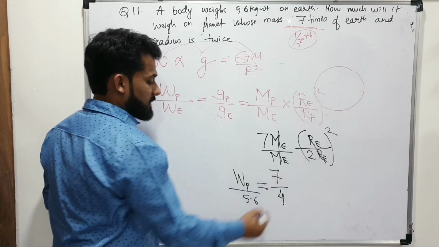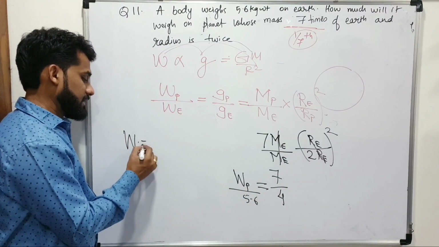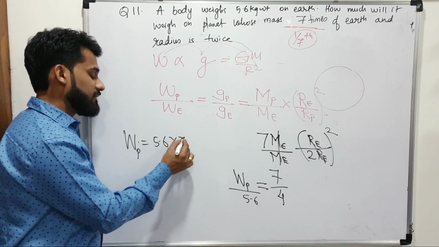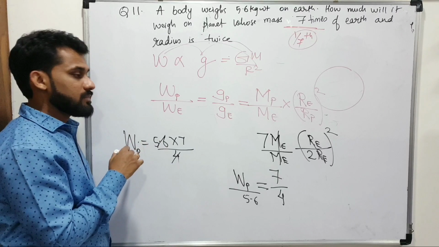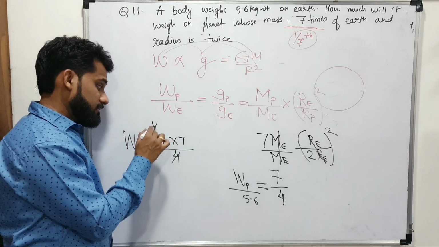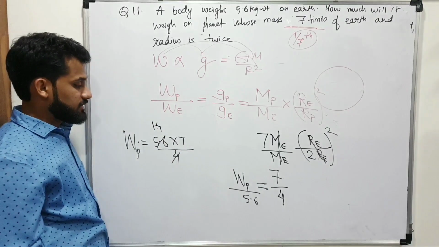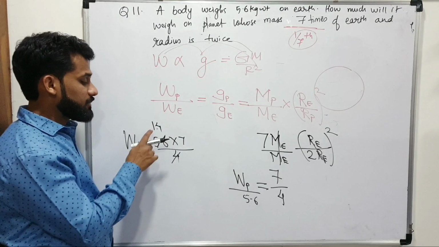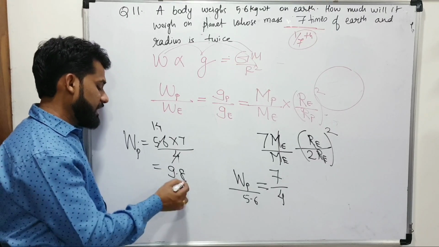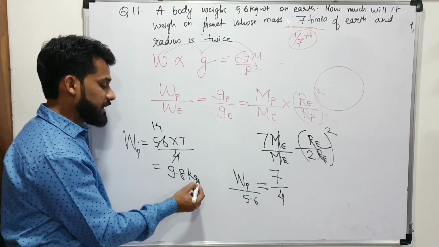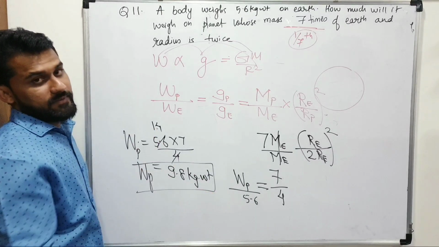And if you cross multiply, you will get weight on the planet as 5.6 into 7/4. 4 14s are 56, so 4 into 1.4, and 1.4 into 7 is 9.8. So weight on that planet will be 9.8 kg weight. This is the answer for question number 11.